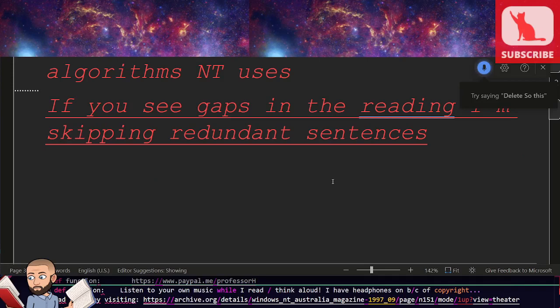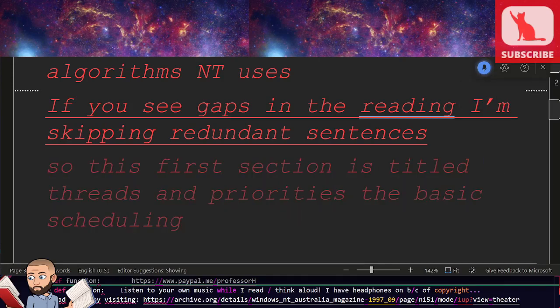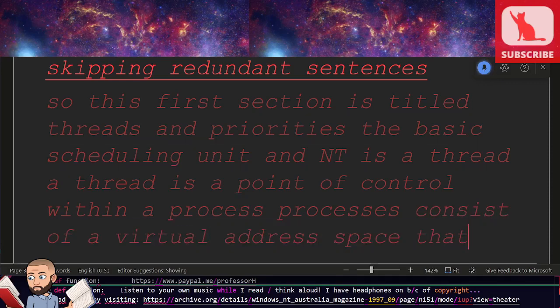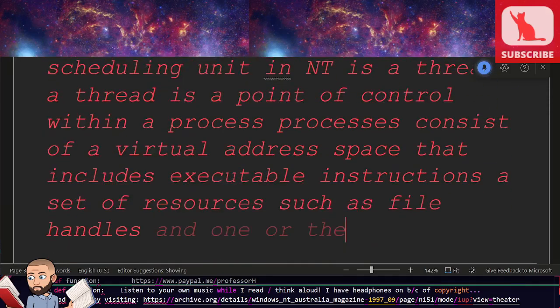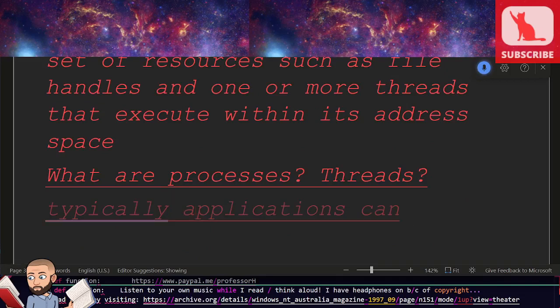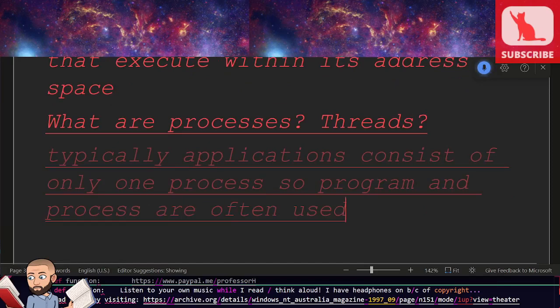So this first section is titled Threads and Priorities. The basic scheduling unit in NT is a thread. A thread is a point of control within a process. Processes consist of a virtual address space that includes executable instructions, a set of resources such as file handles, and one or more threads that execute within its address space. Typically, applications consist of only one process, so program and process are often used synonymously.